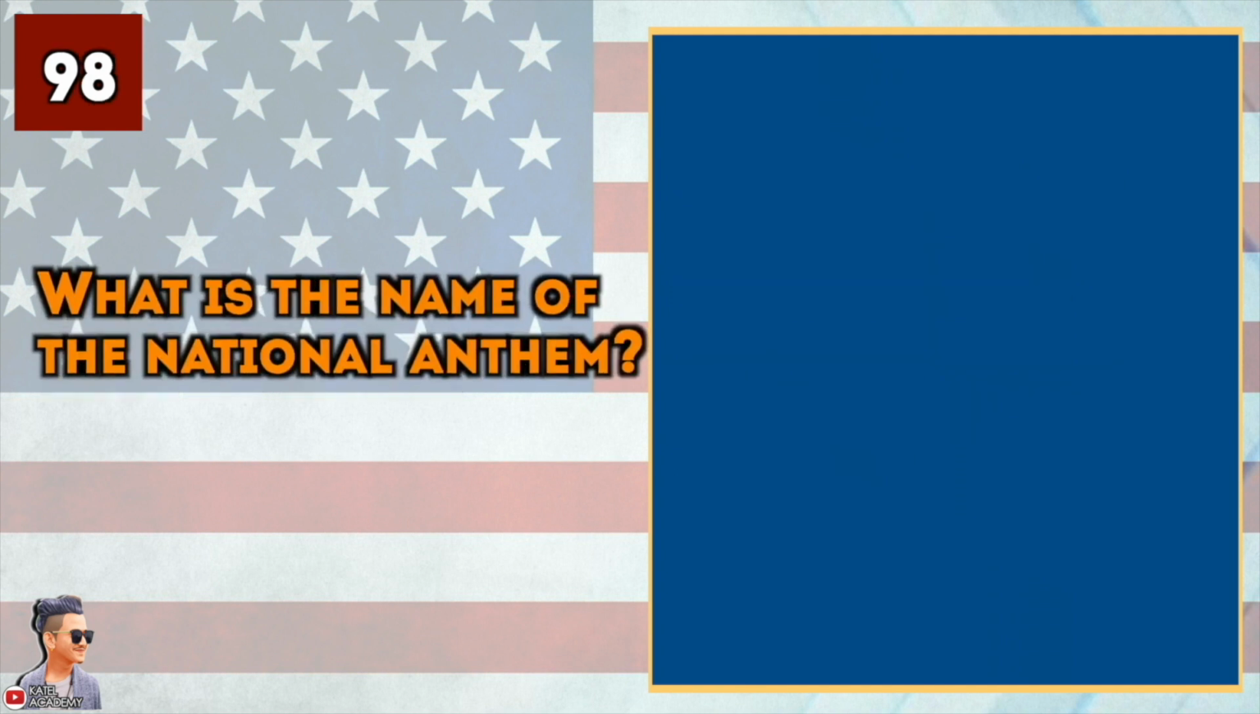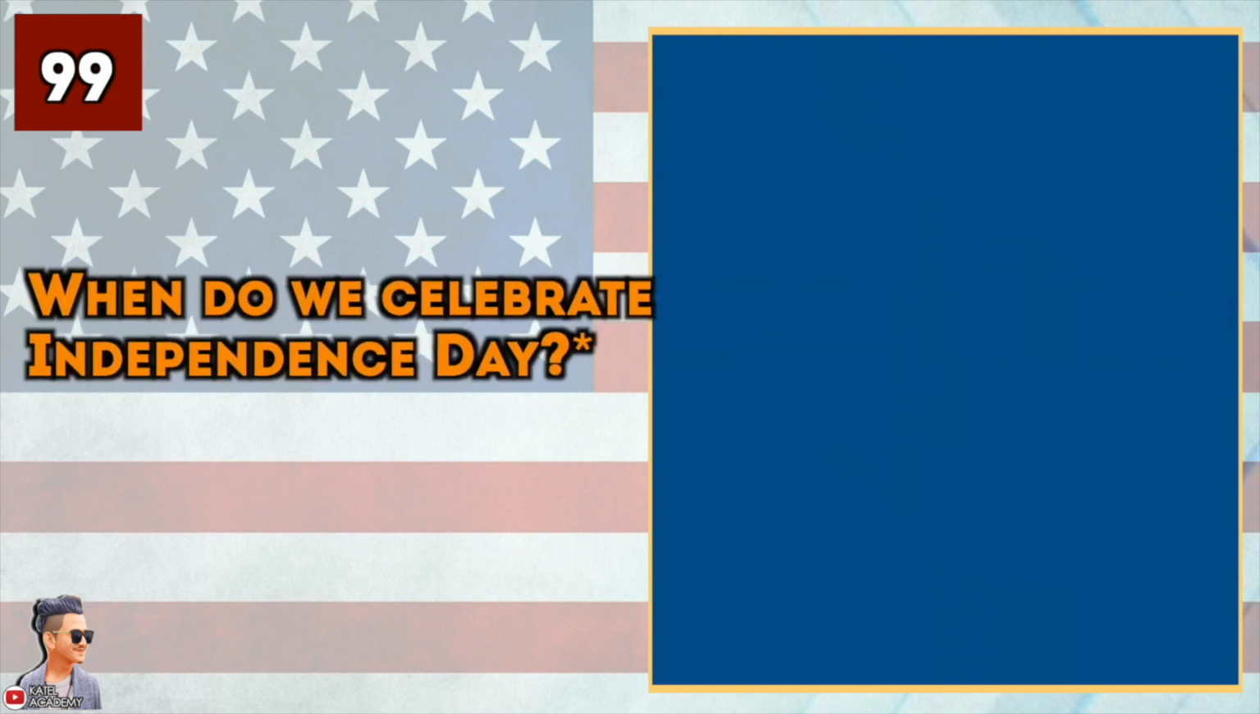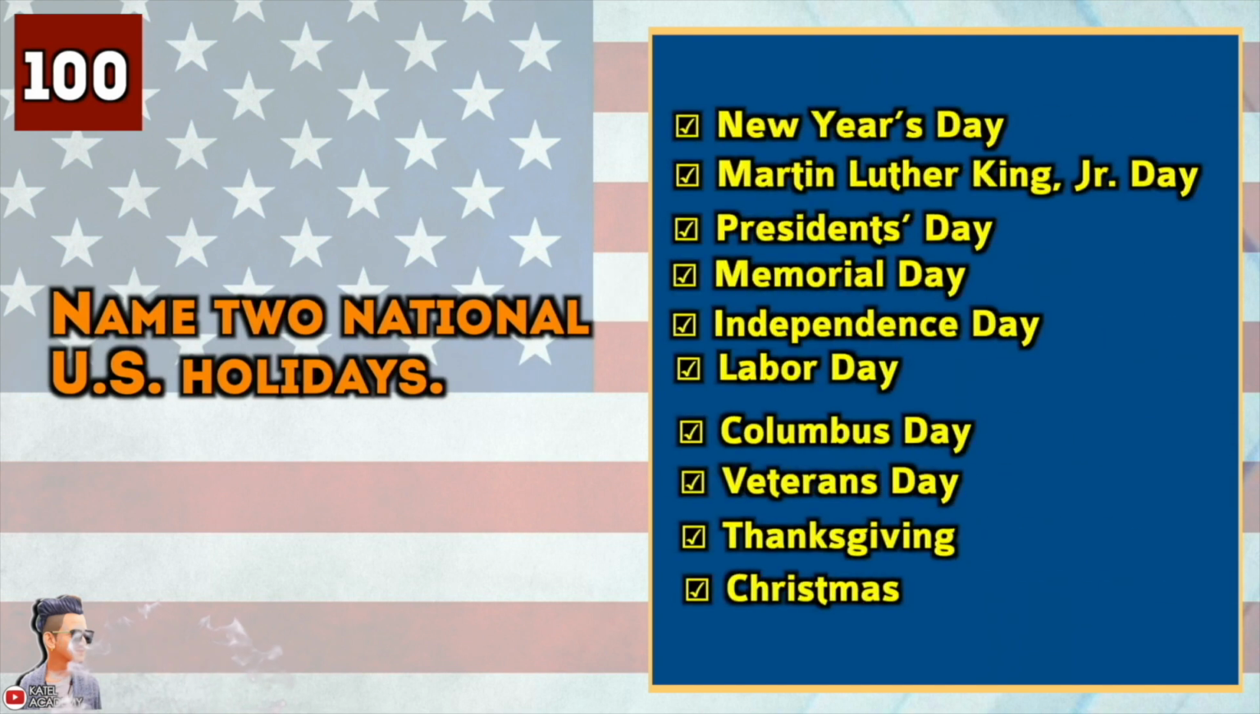What is the name of the national anthem? The Star-Spangled Banner. When do we celebrate Independence Day? July 4th. Name 2 national U.S. holidays. New Year's Day, Martin Luther King Jr. Day, President's Day, Memorial Day, Independence Day, Labor Day, Columbus Day, Veterans Day, Thanksgiving, Christmas.